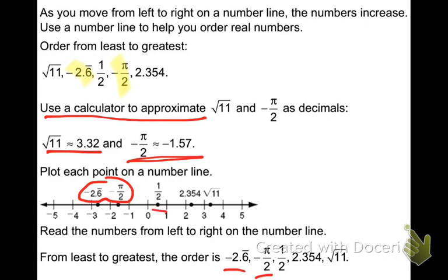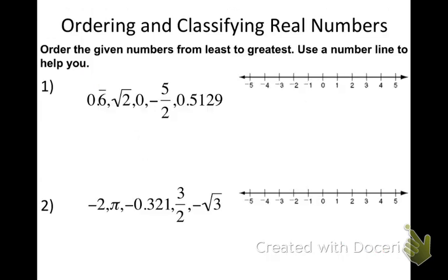And then comes 1/2, 2.354, and then the square root of 11. And I listed them from least to greatest. So whenever I'm looking for the least, I'd always look at the negatives first. That will always help you out. So let's try number 1 here.